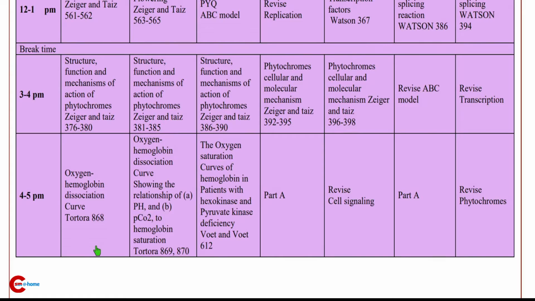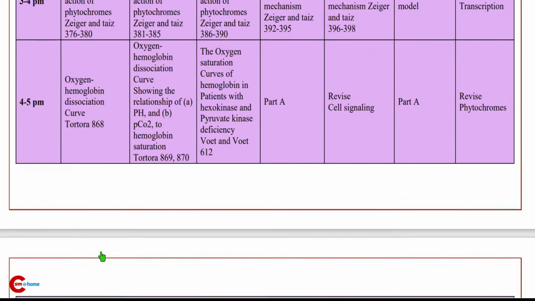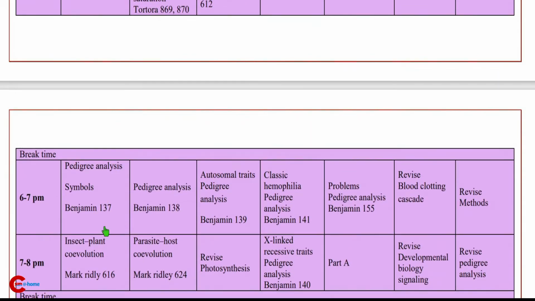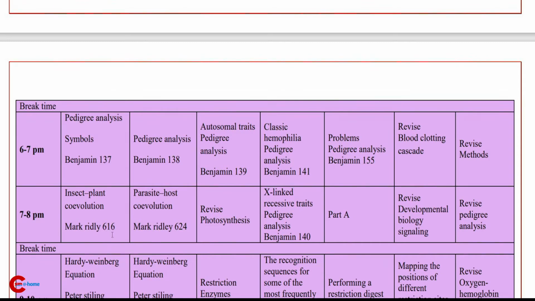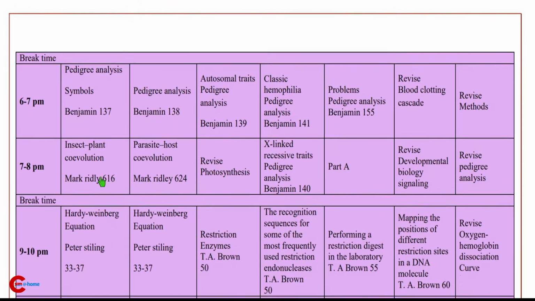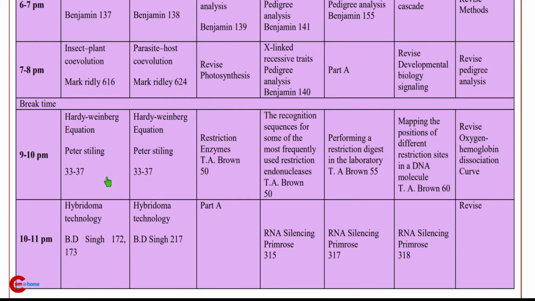Then 4 to 5 p.m., study the oxygen hemoglobin dissociation curve, Tortora. 6 to 7 p.m., study pedigree analysis and symbols. This is very important, pedigree analysis. Then 7 to 8 p.m., study insect-plant co-evolution. Which book to refer? Mark Ridley. Then 9 to 10 p.m., study the Hardy-Weinberg equation, Peter Stiling. Then 10 to 11 p.m., hybridoma technology, BDSN.